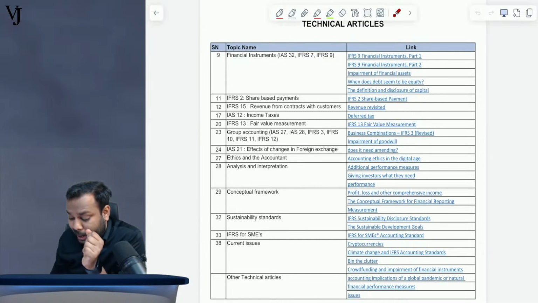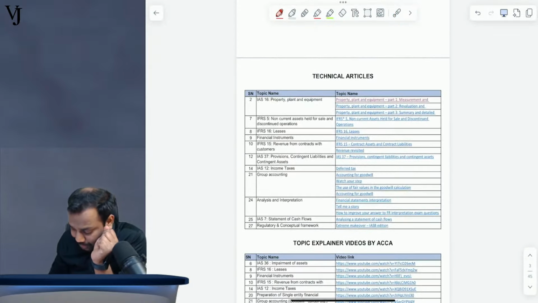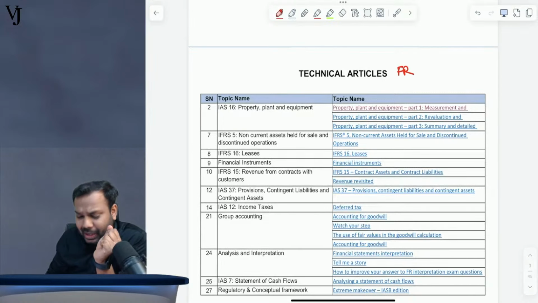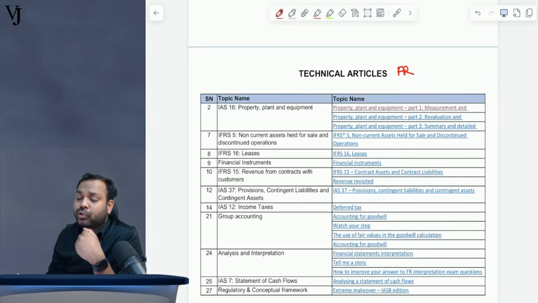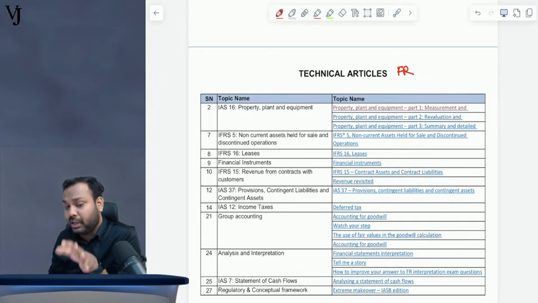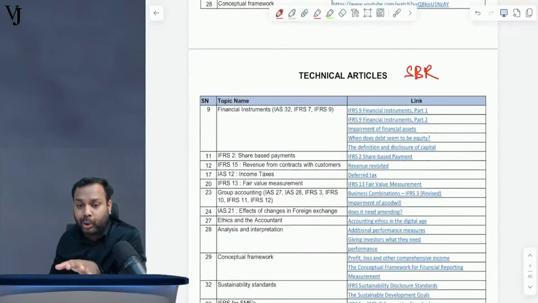I have mapped not only for SBR. This is the technical article for SBR, and I have also mapped the technical articles of FR. I believe at SBR level, you should not only read the technical articles of SBR, but also the technical articles of FR as well. You should read both FR and SBR, so I have mapped both.